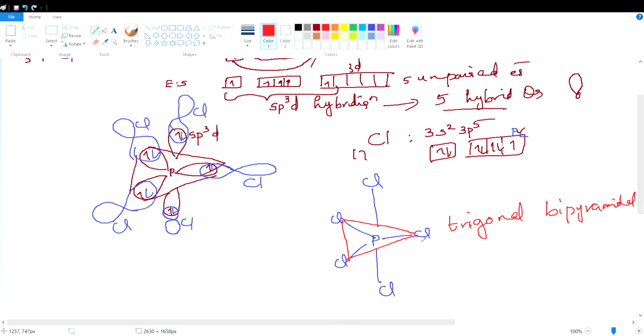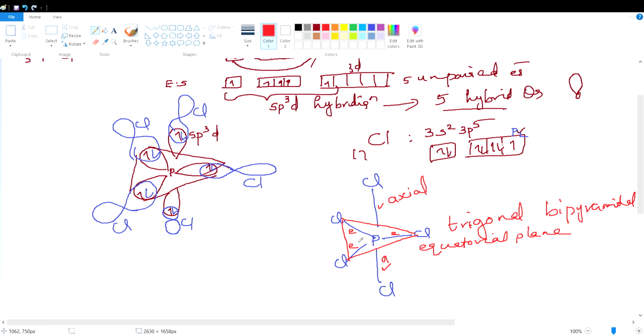And in this geometry, there are 2 different bond angles. The triangular plane in the middle is called the equatorial plane. In the equatorial plane, there are 3 phosphorus-chlorine bonds. These are called equatorial bonds. The other 2 phosphorus-chlorine bonds, one above the triangular plane and one below, are called axial bonds. This is also an axial PCl bond.